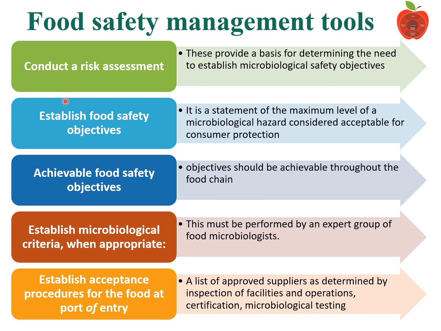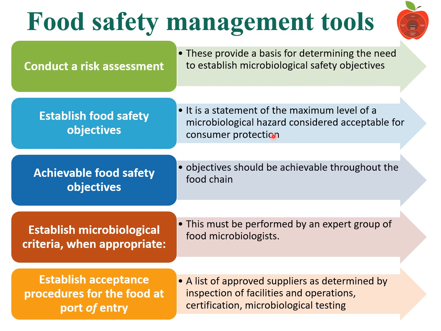Today, let us study about food safety management tools. Food safety management tools comprise of the following. First one is conduct a risk assessment. So always microbiological safety objectives are to be met and these are to be established. There is a need to establish and determine that microbial contamination is under control. So that is what is conducting a risk assessment.